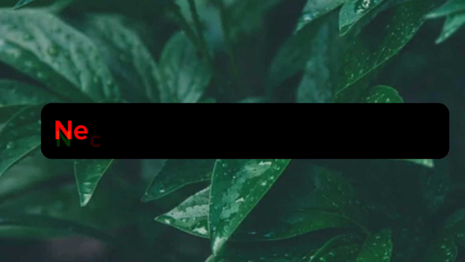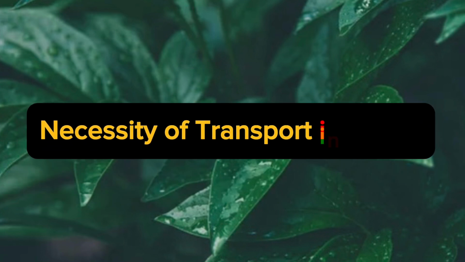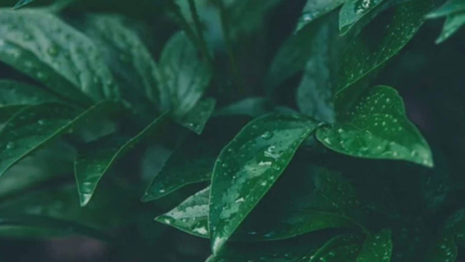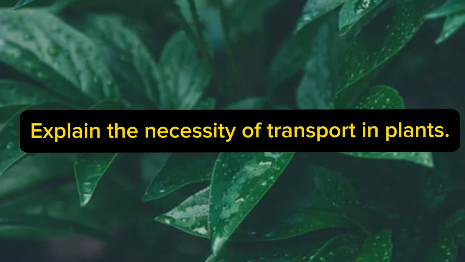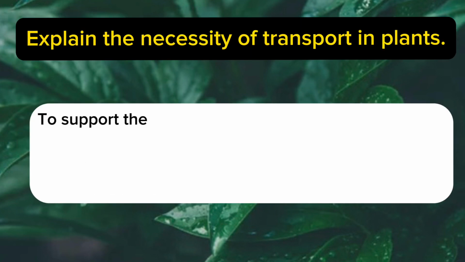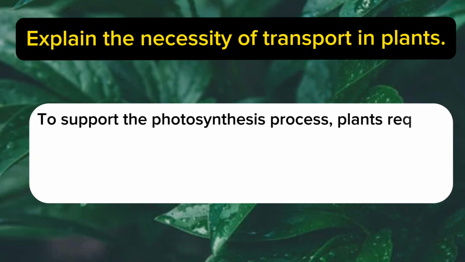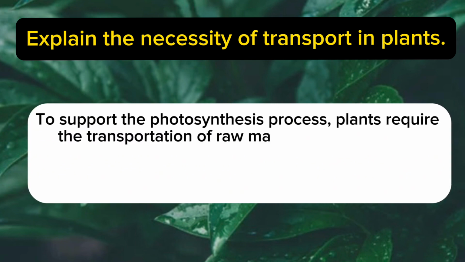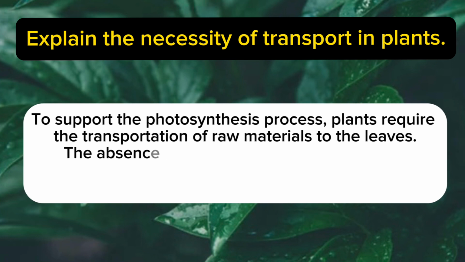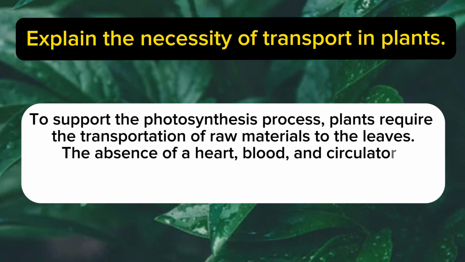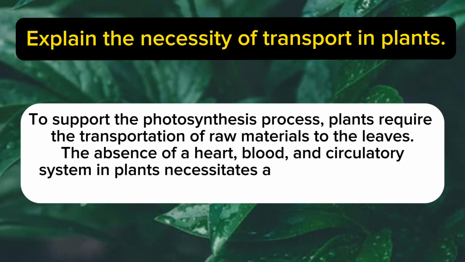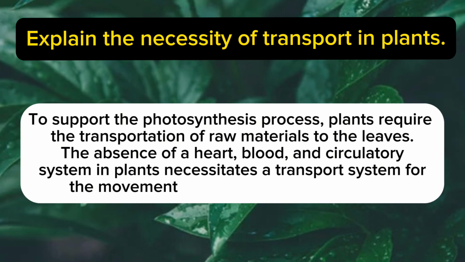Next, we move to necessity of transport in plants. So our question is, explain the necessity of transport in plants. So to support the photosynthesis process, plants require the transportation of raw materials to the leaves. The absence of a heart, blood, and circulatory system in plants necessitates a transport system for the movement of food, water, and minerals. So you're supposed to state that.